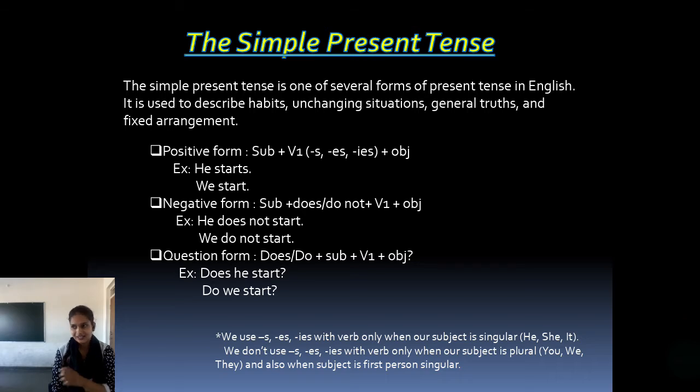General truths, like the truths that cannot be changed, we talk about in the simple present tense. Also fixed arrangements, things which are fixed from prior, we form a sentence in simple present tense for that. Now as we form different kinds of sentences, we use different things.